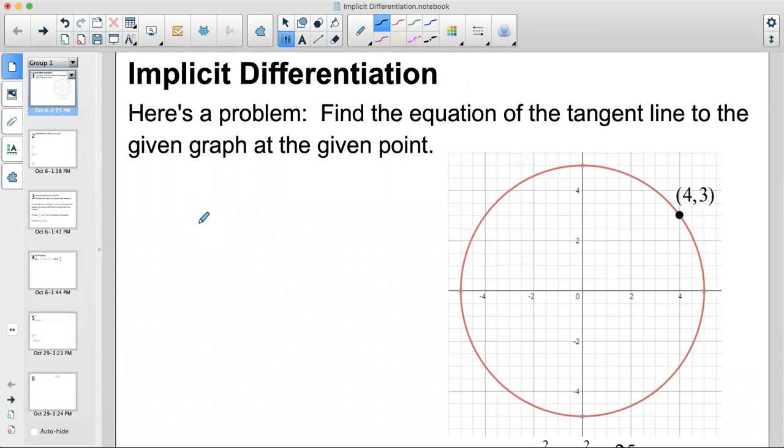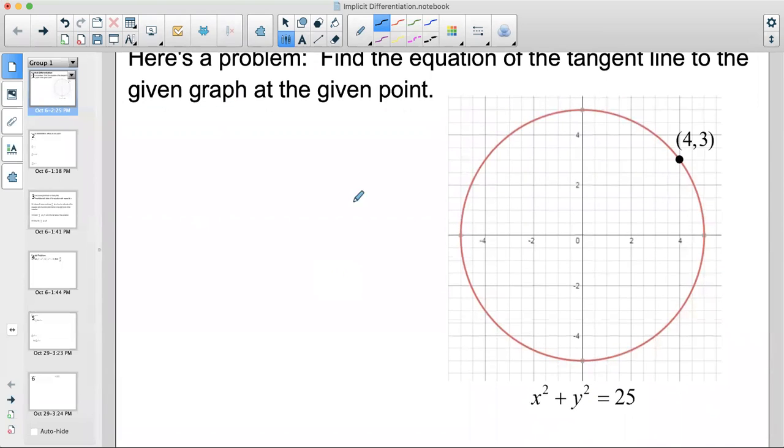Our topic today is something called implicit differentiation, and that is essentially designed to address this problem right here. Find the equation of a tangent line to the given graph at the given point. So here's a point. This graph is a circle, as y'all hopefully remember from last year.